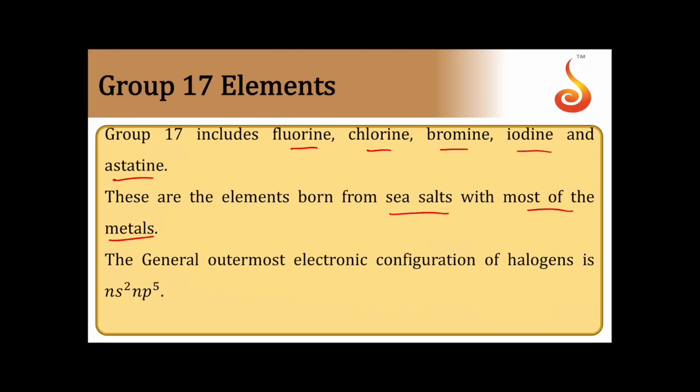The word halogen is made of two words, halus and gen. Halus stands for sea salt, gen stands for born. So they are born from sea salts, hence called halogens. The general configuration of these elements, halogens, is ns2 np5. They have 7 electrons in the outermost orbit.